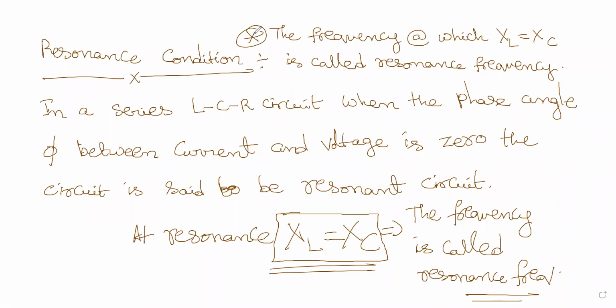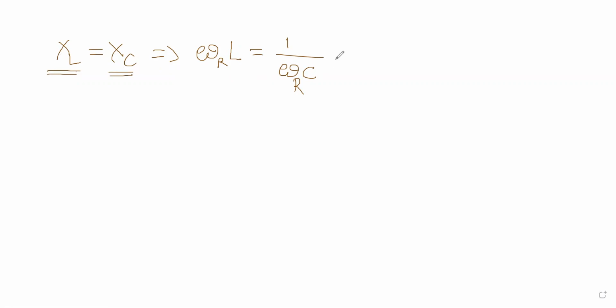Noted, sir. Okay, very good. Now, how do I apply these conditions? So let's see this one. XL is equal to XC. I think I have already done this, but anyway, I will do it again. We write omega R, which is called resonance frequency. Omega R into L is equal to XC, which is 1 by omega C. XL is called inductive reactance, XC is called capacitive reactance, which I already told you.